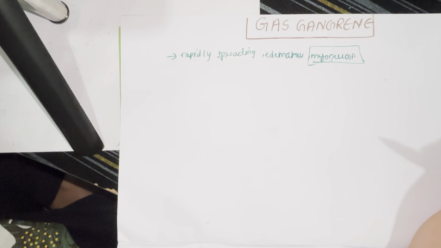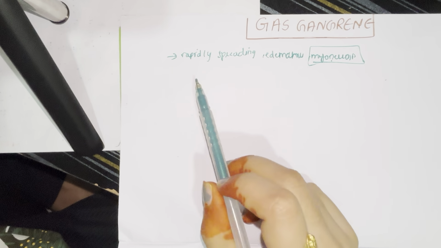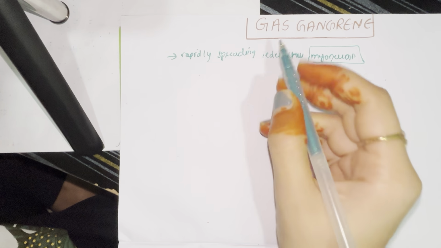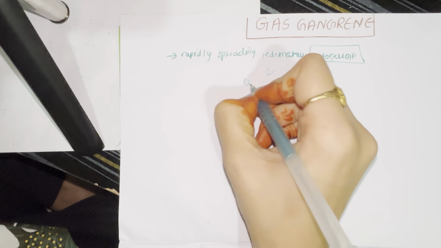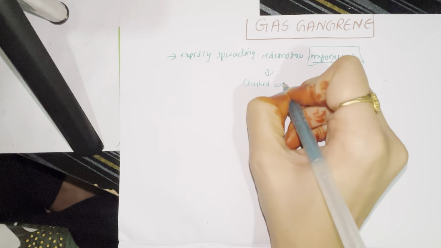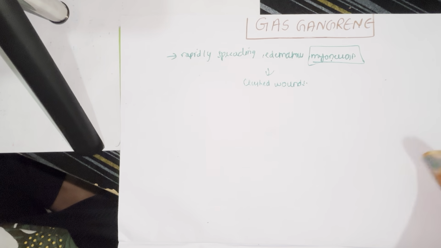Hello guys, today we are gonna learn about gas gangrene. Gas gangrene is a rapidly spreading edematous myonecrosis that occurs in crushed wounds.